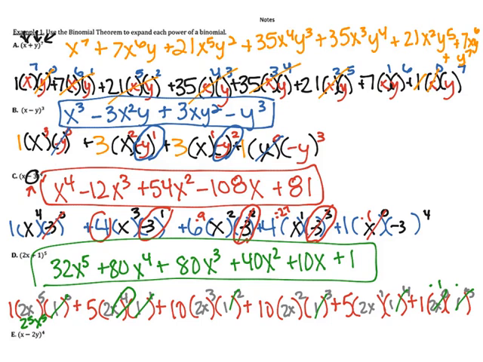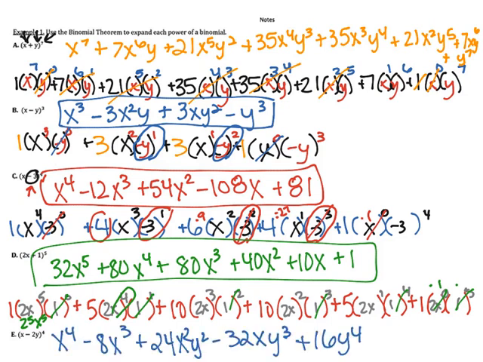All right, so I do want you to pause the video, and I want you to try the next one, x minus 2y to the 4th power. So you're going to use that 5th row, which is 1, 4, 6, 4, 1, and plug all of your things in and pause it and come back and see if you get the right answer. All right, so you should have gotten x to the 4th minus 8x cubed y plus 24x squared y squared minus 32xy cubed plus 16y to the 4th power.